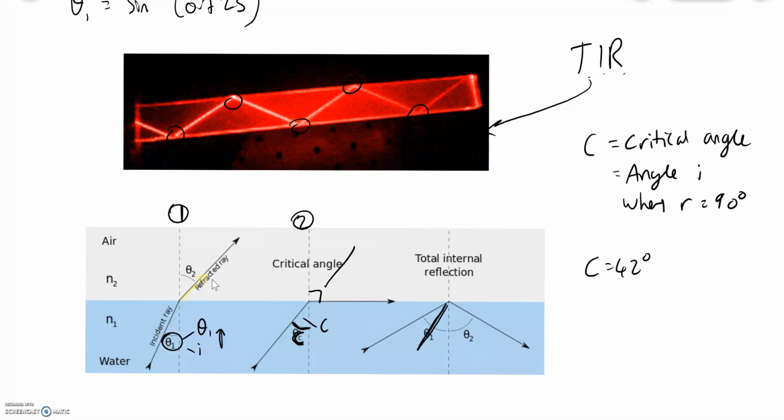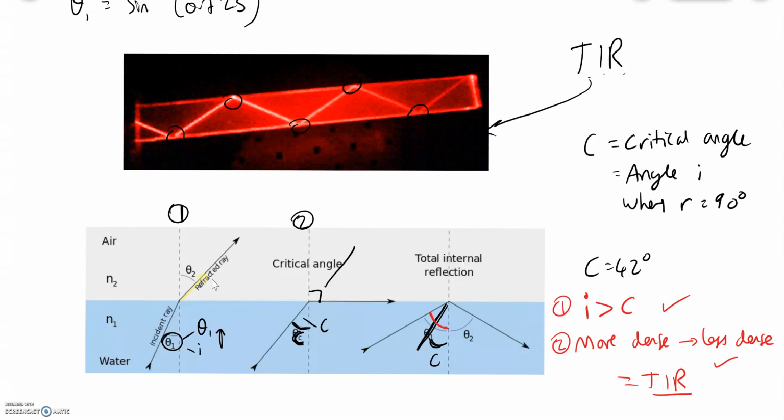So when the angle is bigger than that, say this was the critical angle here, you can see that this angle is bigger than it. So when the angle of incidence is greater than the critical angle, that's condition 1, and condition 2, we've got to be going from more dense to less dense. In this case, we're going from water to air, so from more dense to less dense. If both of these are satisfied, we get total internal reflection.